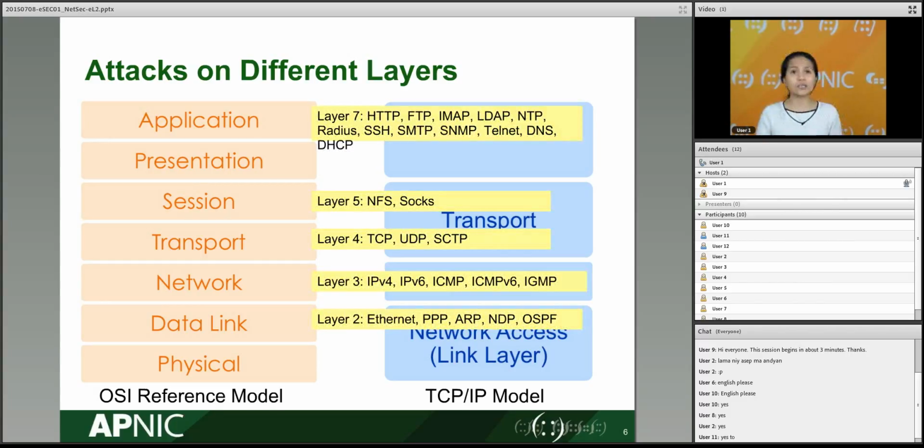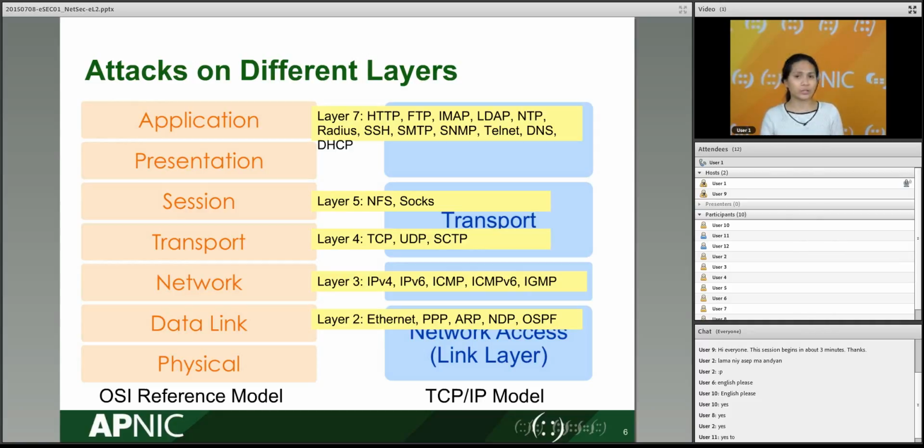Here you can see all the different protocols that are implemented on different layers. We're mostly using the OSI reference model here, although we have TCP/IP, which is the more accurate, I would say, or actual way it is being implemented. But it's just easier for us to look at them from the layered perspective of OSI. So at layer 2, you have Ethernet, PPP, and all that. At layer 3, you have IP related protocols, IPv4, IPv6, ICMP.